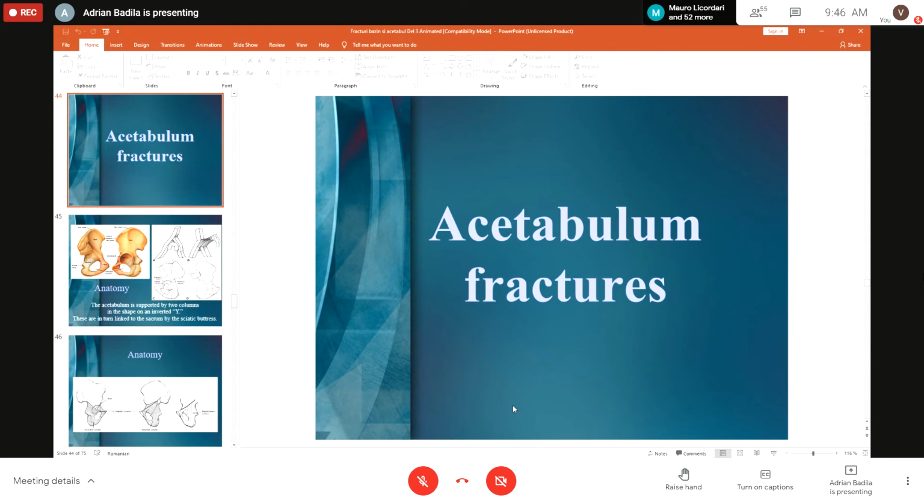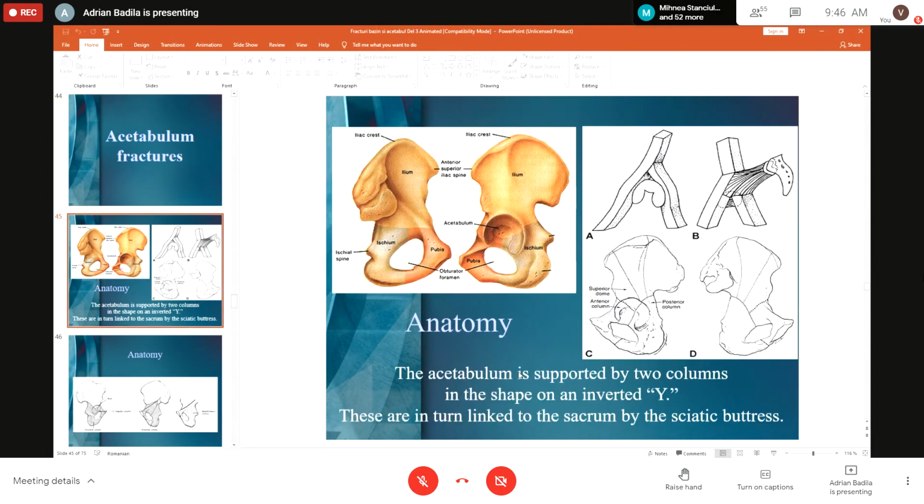The second topic for today is the fractures of the acetabulum. The acetabulum is supported by two columns in the shape of an inverted I. This is the anterior column, and this is the posterior column.